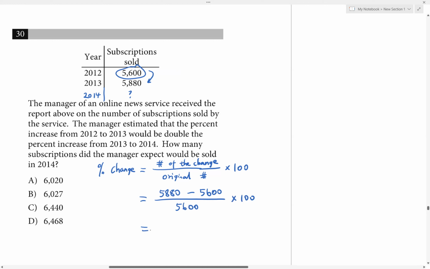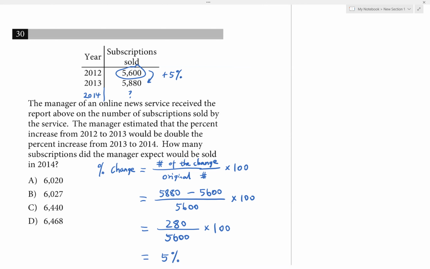It will be 5,880 minus 5,600. On the top is 280. And on the bottom is 5,600, divided and then times, excuse me, times 100. That times 100, we get 5. So 5%. The percent increase from 2012 to 2013 is a plus 5%. So it increased by 5%.